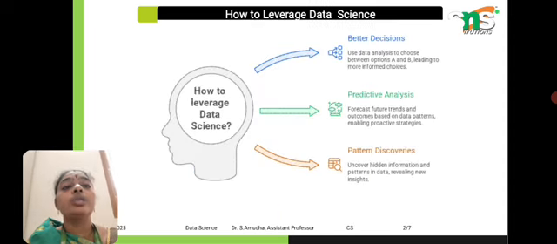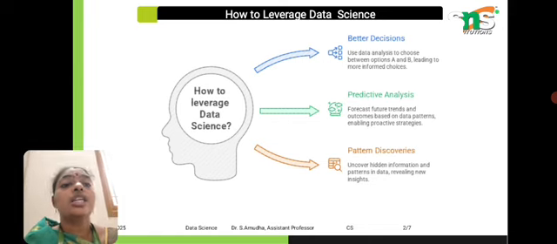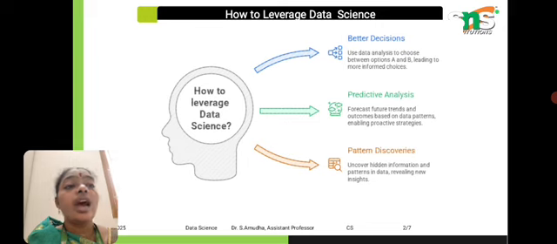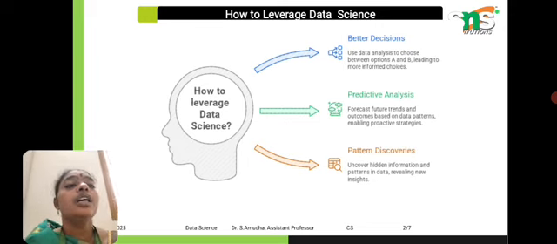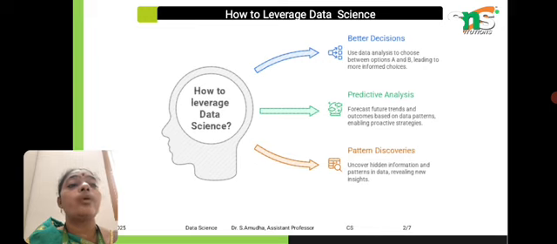And how do we leverage data science? It supports better decisions. In data analysis, we have two things, and it also supports a different way. The second part is predictive analysis, which forecasts future trends and outcomes. It is based on the data, and it enables proactive strategies.